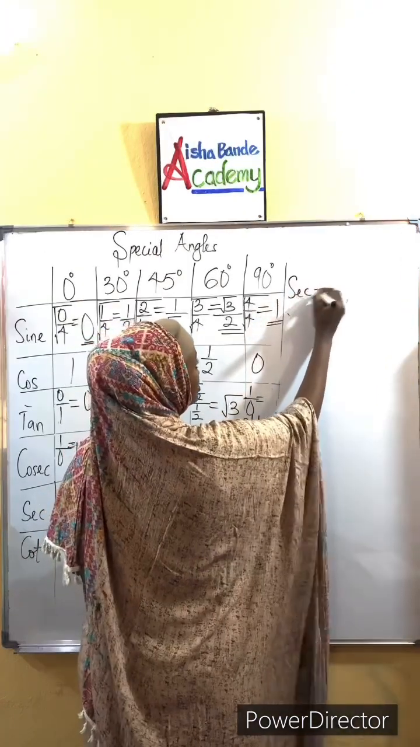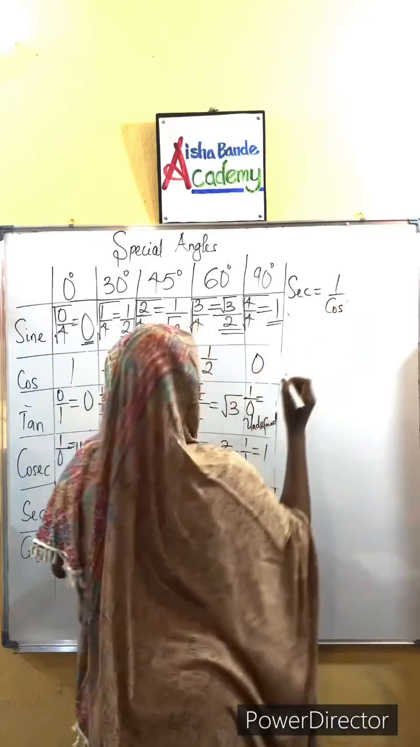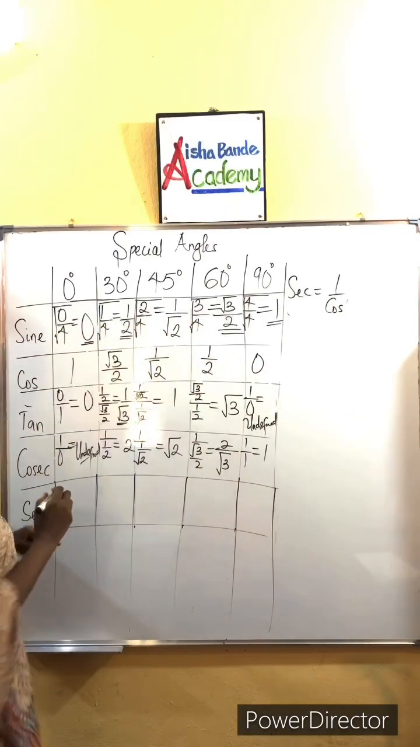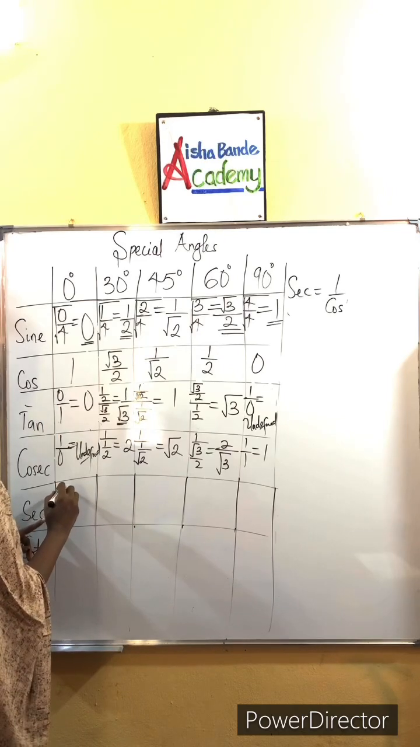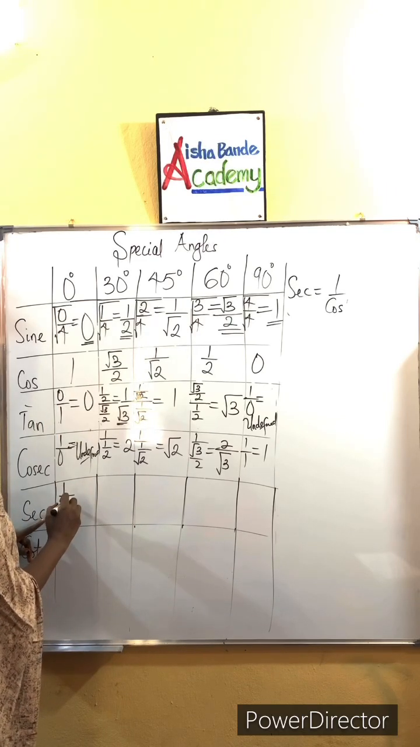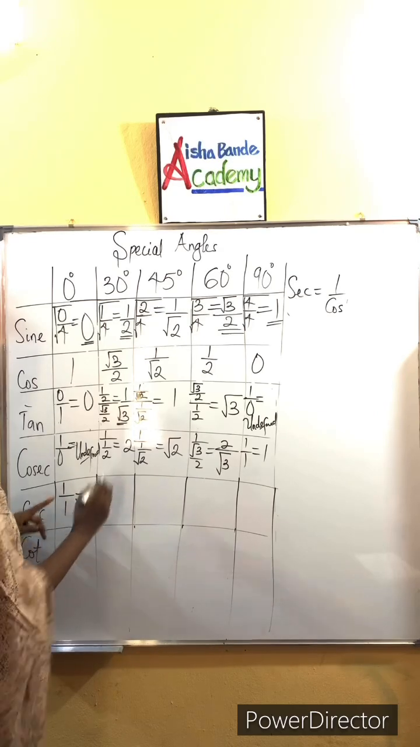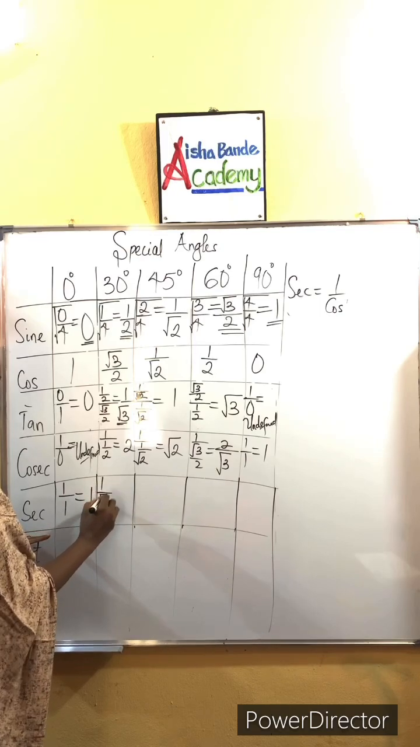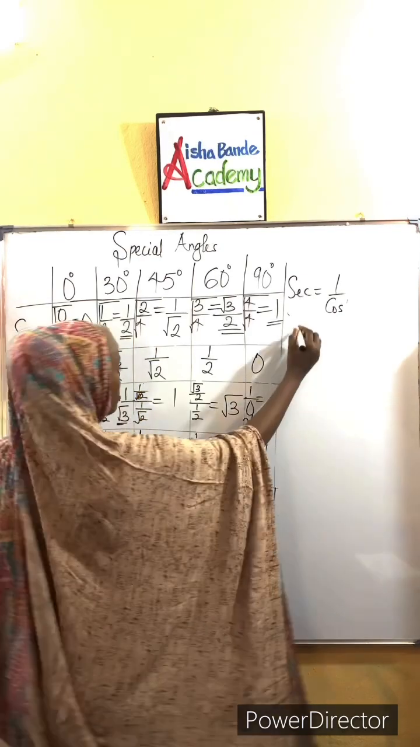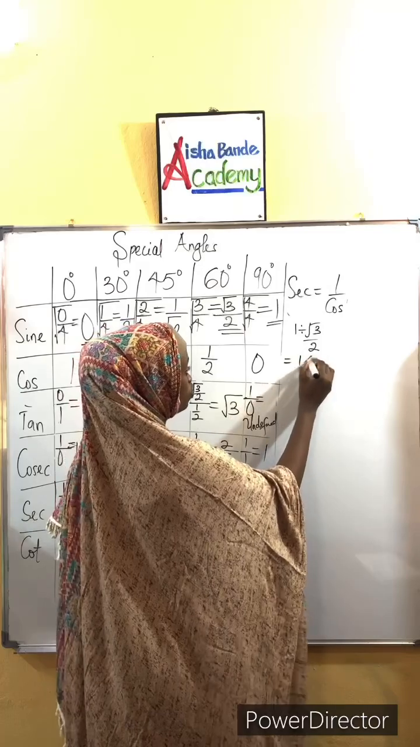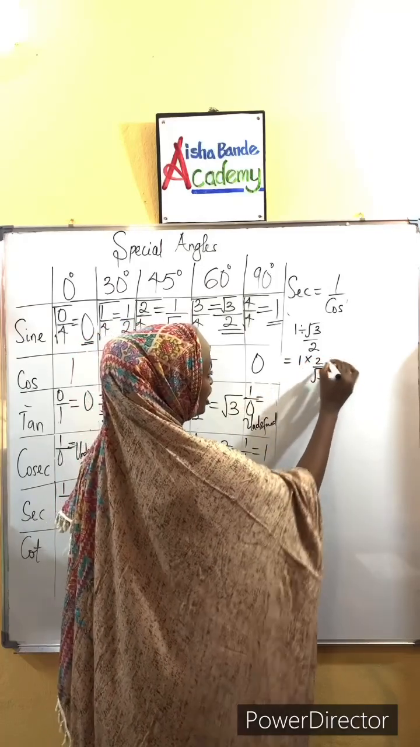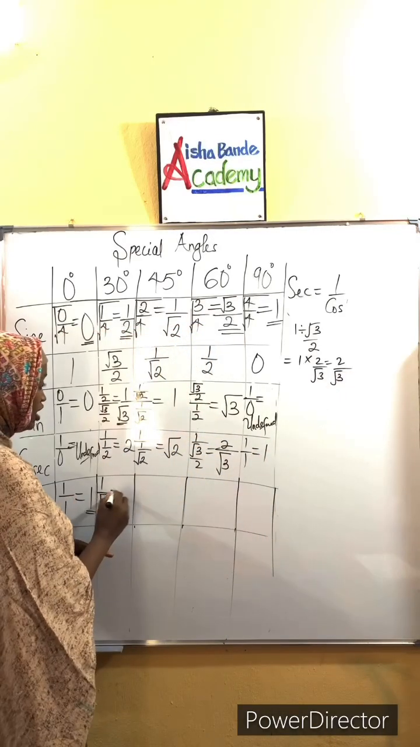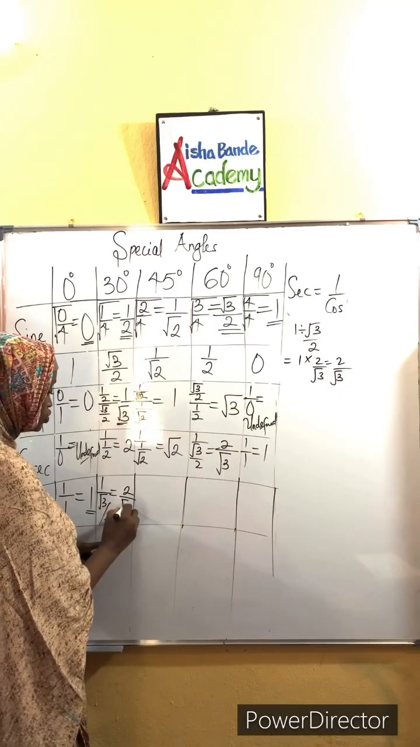So sec is given as 1 over cos. So let's come here now. This is going to be 1 over all the values we have for cos. So sec 0 is going to be 1 divided by 1. Here our answer is 1. Then sec 30 is going to be 1 divided by root 3 over 2. So let's simplify this. So this is equal to 1 times 2 over root 3. And this gives us 1 times 2 is 2. Then we have the root 3. So here our answer is 2 over root 3.